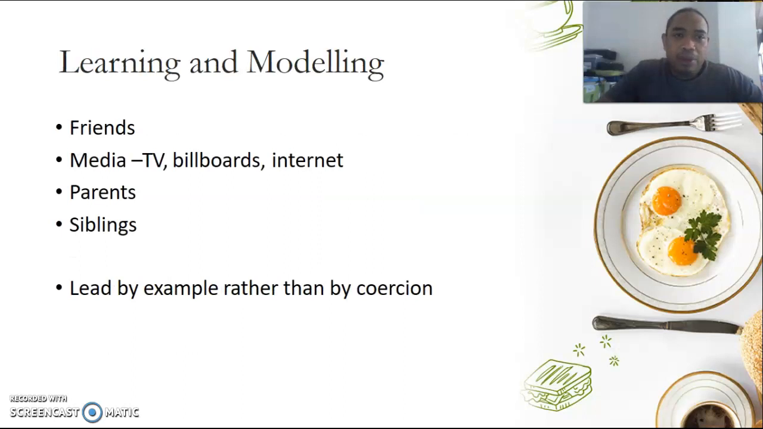Learning and modeling. If you want to eat healthy, be around people who eat healthy. Does it work? It works for me. Does it work for me now? Well, I'm around you now.